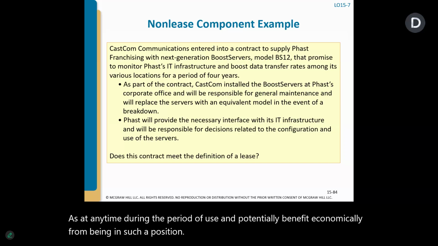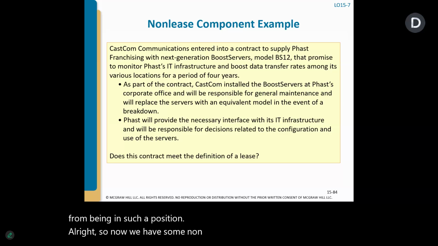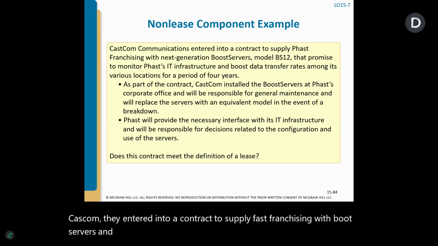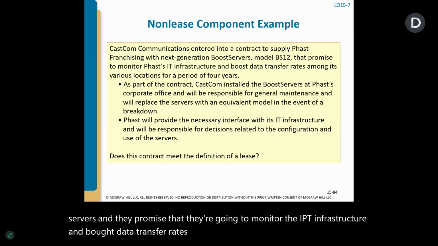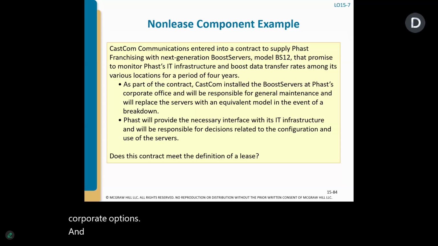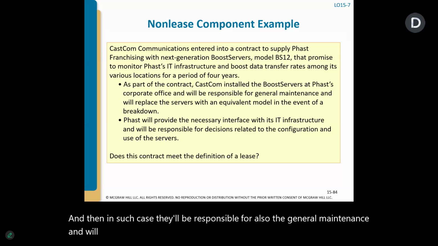All right, so now we have some non-lease component examples. Cascom entered into a contract to supply Fast Franchising with server booths, and they promised that they're going to monitor the IT infrastructure and boost data transfer rates among its various locations. As part of the contract, Cascom is required to install the servers at Fast Corporate Offices. They'll also be responsible for general maintenance and will replace the server with an equivalent model in the event of a breakdown.